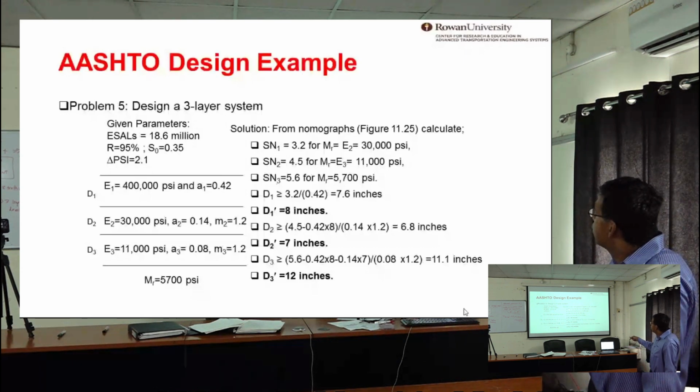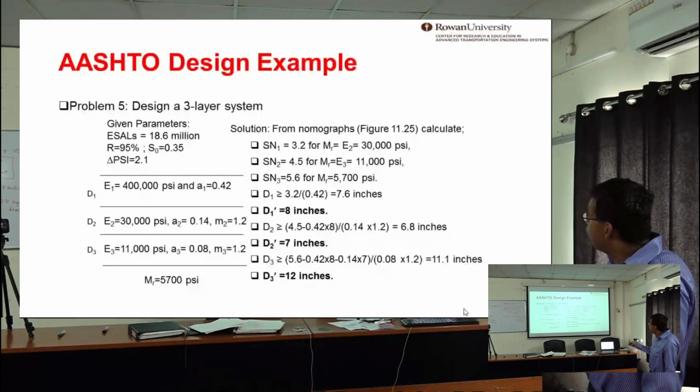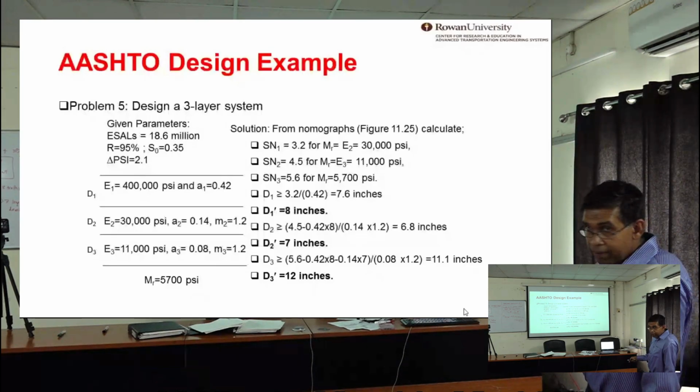So let's start from the top. 3.2 is required to protect this, and you need 7.6 inches. You round it to 8 inches. We did this math. Then you go to the next layer. The total summation of SN required is 4.5 right there, and it is provided by 0.42 times 8. I provided 8 inches, and 0.14 is given to you, 1.2 is given. And you get 6.8 inches. I round to half.